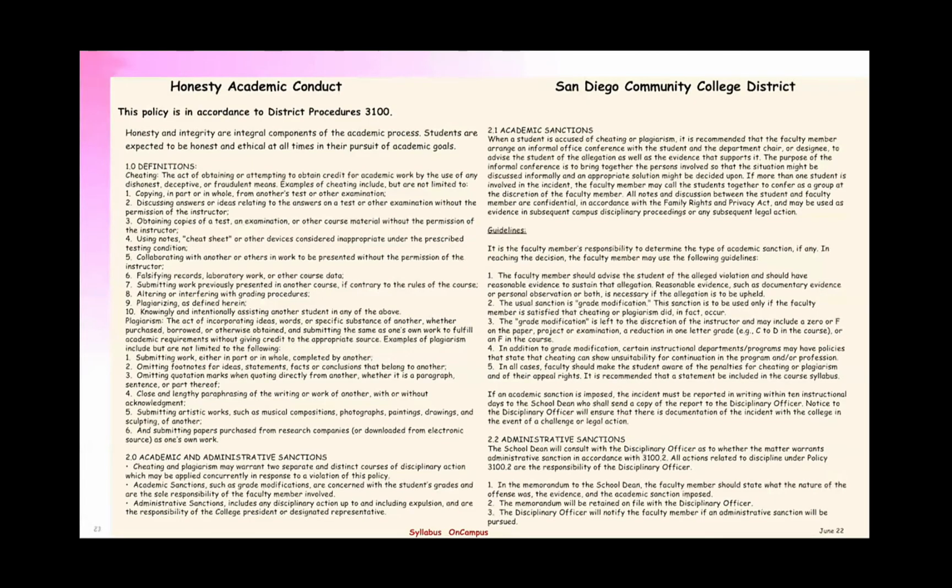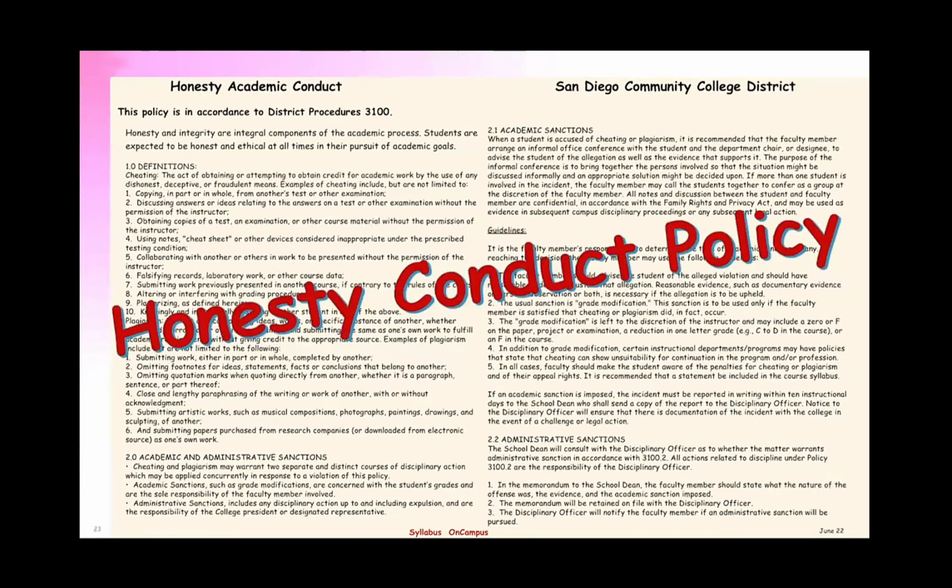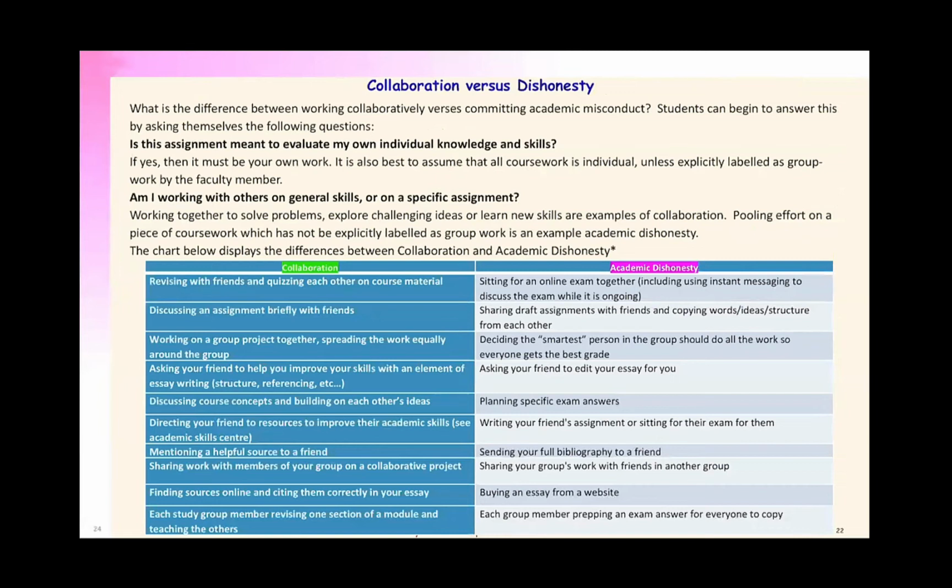And then there's the honesty conduct policy. Make sure you read that so you know what is allowed and what is not allowed. And then this is a really good page in terms of what is considered collaboration versus academic dishonesty. And there's a bunch of questions in the syllabus concerning these topics. So make sure you read it, okay?